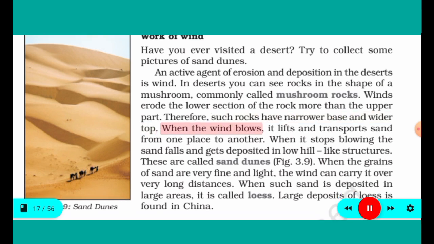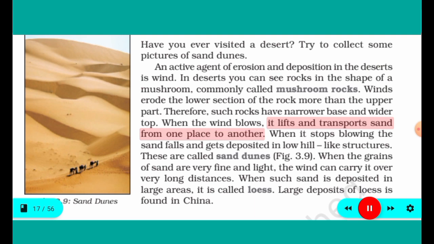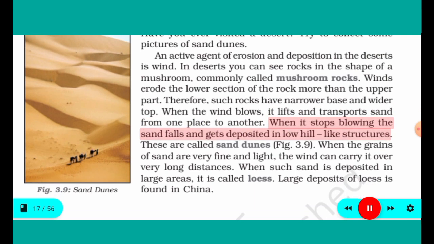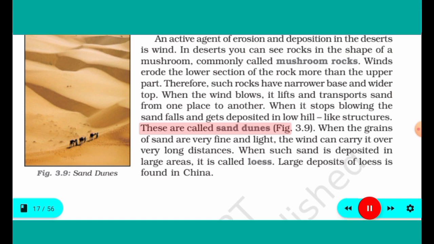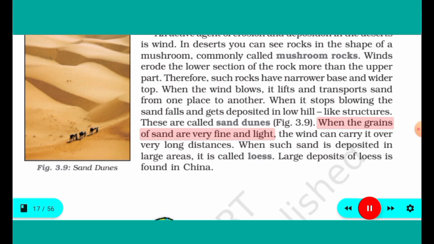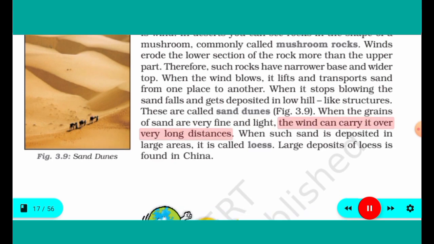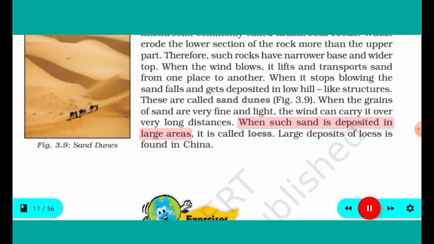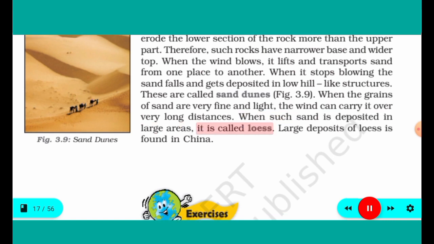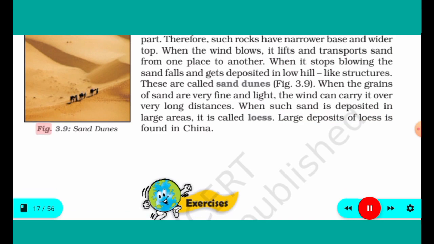When the wind blows, it lifts and transports sand from one place to another. When it stops blowing, the sand falls and gets deposited in low hill-like structures. These are called sand dunes. Fig. 3.9. When the grains of sand are very fine and light, the wind can carry it over very long distances. When such sand is deposited in large areas, it is called loess. Large deposits of loess is Fig. 3.9. Sand dunes found in China.